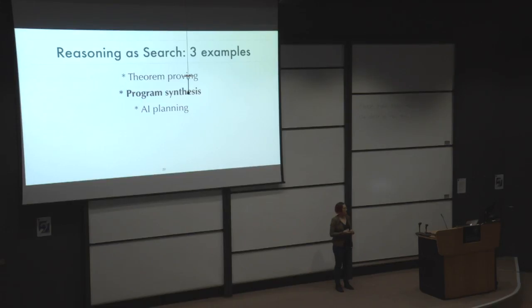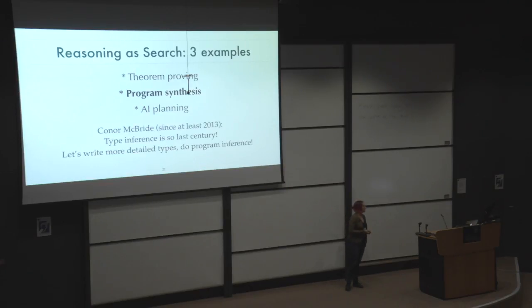Likewise, there's a field called program synthesis, which was also quite active as an initial AI research area. I like to paraphrase Conor McBride here as having said in conversation, since at least 2013, over and over again: type inference is so last century. Let's keep writing our types and do program inference instead.